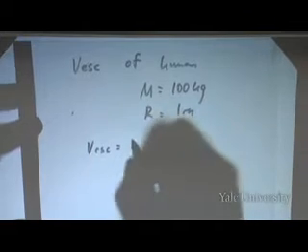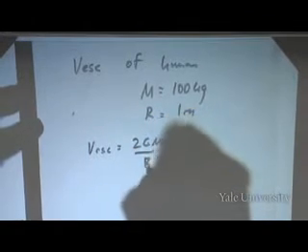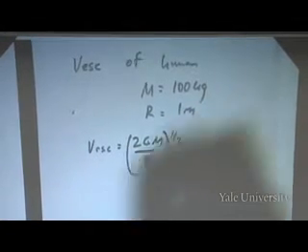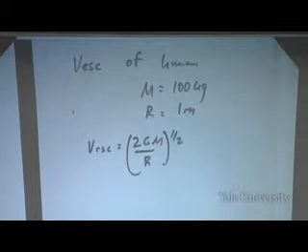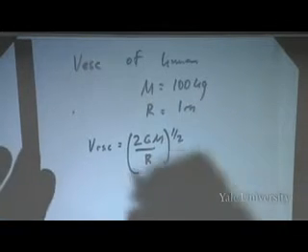Let's see. V escape is equal to (2GM over R) to the half. There's a very famous book about physics with the title Assume a Spherical Cow. And this is the kind of thing that physicists like to do. It's an idealized situation. We have this perfectly spherical human being. Okay, so let's do the calculation.